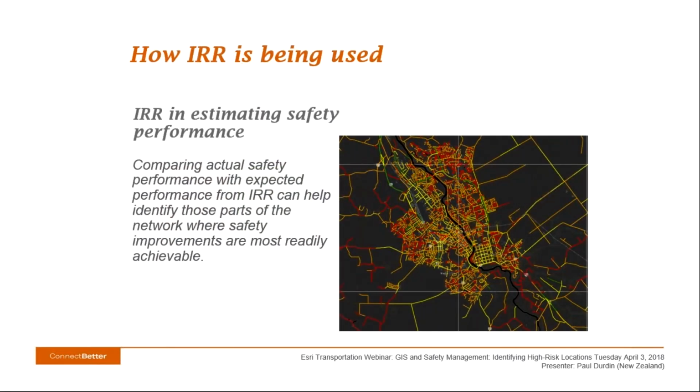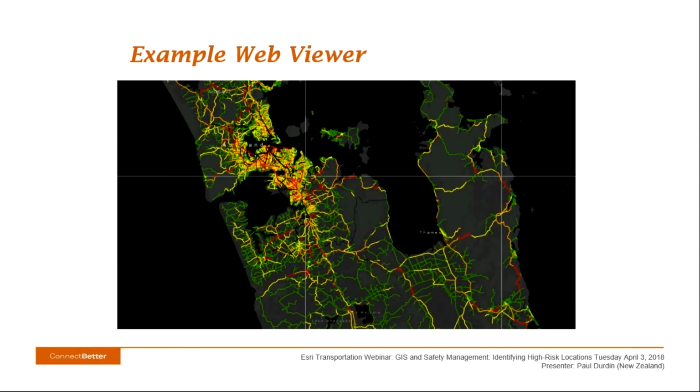Another instance of how IRR is being used is to estimate safety performance and compare actual safety performance against expected performance from IRR, and we are using that to identify parts of the network where safety improvements are most readily achievable. I'll take you to another example web viewer now.